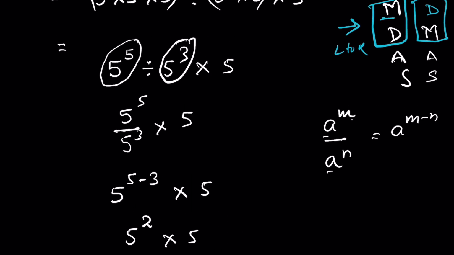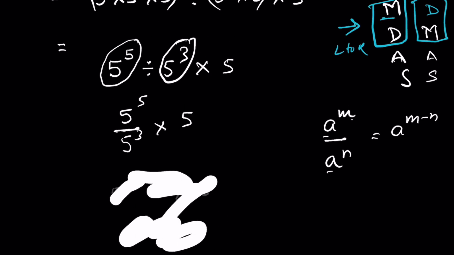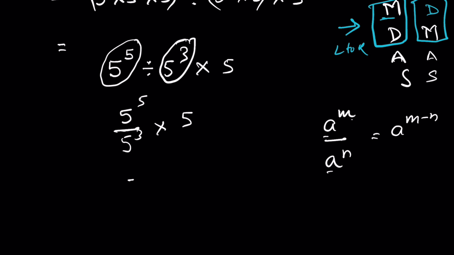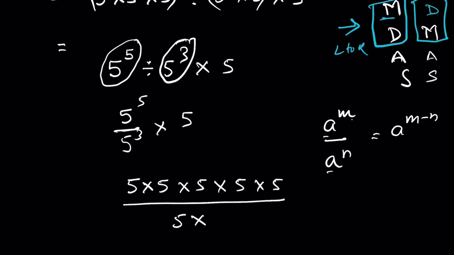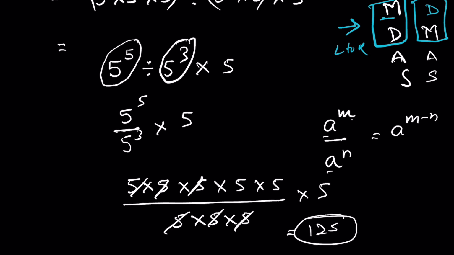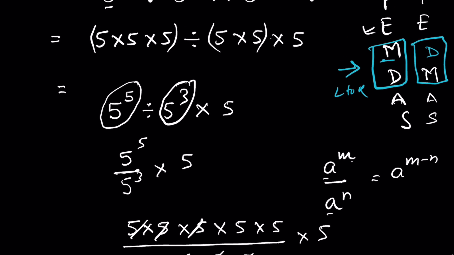Or what we can do, once we have done this expression, is expand it: 5 times 5 times 5 times 5 times 5, upon 5 times 5 times 5. In this way, we have to do fewer calculations. Cancel the three 5s, then it is 5 times 5 times 5, which is 125. In this way, we can solve when the exponents are bigger.